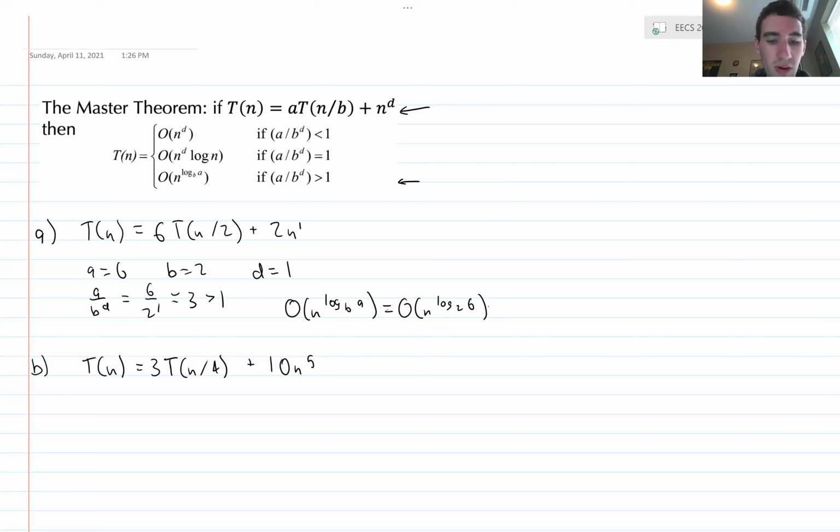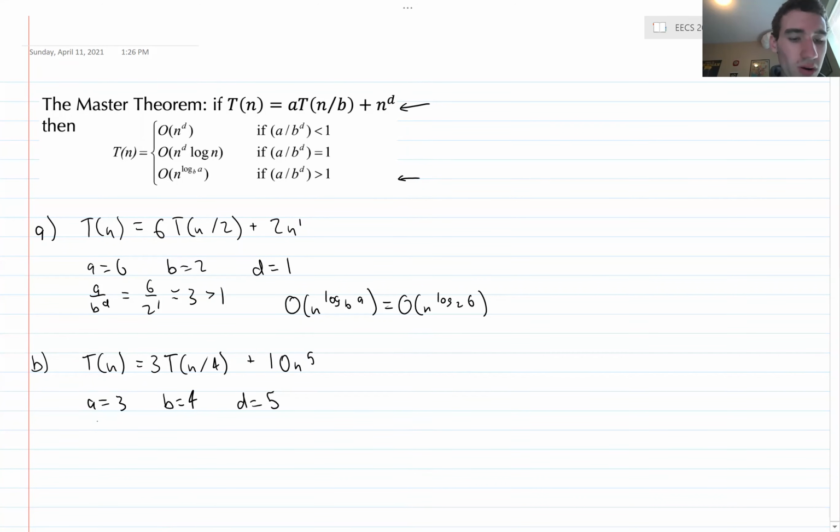For part B, we're going to do the same process. And so we're going to see that, well, if we've got 3 times T(n/4), that's going to give us a = 3 and b = 4. And then we're also adding a term of 10 times n to the 5. 10's just a constant, so that doesn't affect our complexity. But we can see since we've got n to the 5, that's going to give us d = 5.